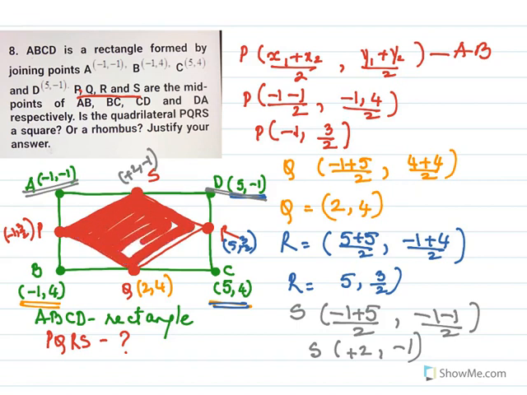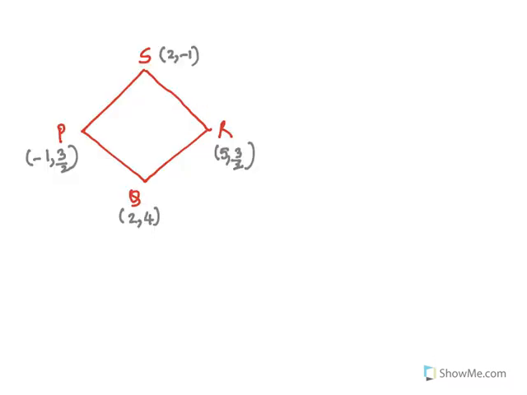Now how are you going to find the nature of this quadrilateral? Is it a rhombus? Is it a square? Is it a parallelogram? What is it? So here we have PQRS. Now how do we find the nature? First, you remember we had done such sums earlier. We have to find the sides.